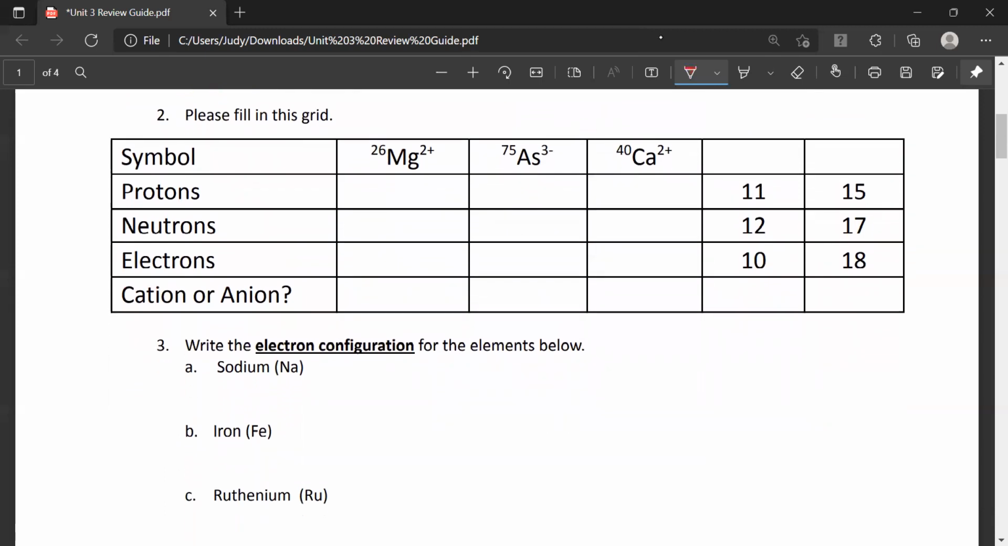The next part, we have the following symbols. Now, before we move on to any of this information, make sure to know the following. The number on the top left corner is called our mass number. This is something that is not located in your periodic table, but is something that is given to you the majority of the time. Now, mass number can be found by doing proton plus neutron.